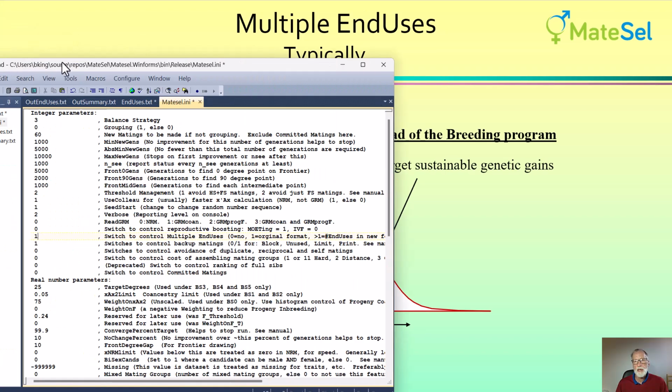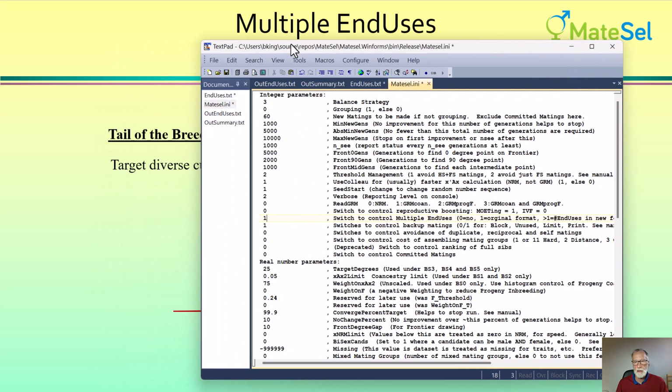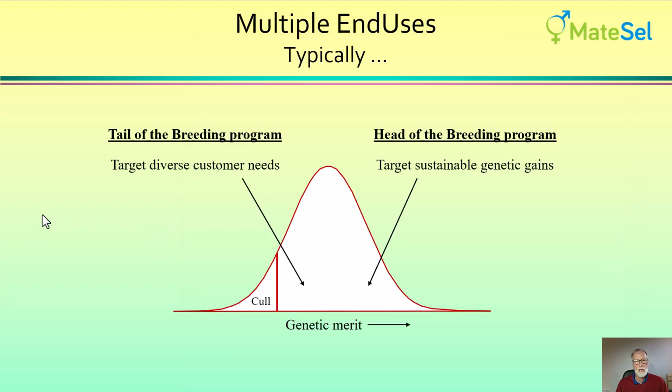So let's look at how we implement multiple end uses in MateSel. If you've been using it already, you'll have switched it on with a switch of 1 in MateSel.ini in this place here. And you can still do that. If you put a 1 there, it will look for the old style parameter file. Here it is, the old format, and it will give you a run. So let's look at that here.